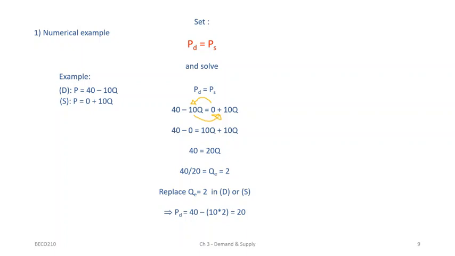So we found that the price equals 20. Also from the supply function, Q equals 2, we replace it, and we have the price. They are equal. So the equilibrium price and quantity are Q equals 2 and P equals 20.